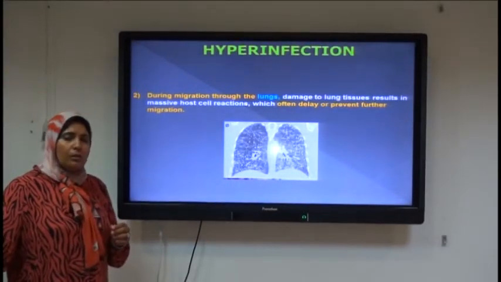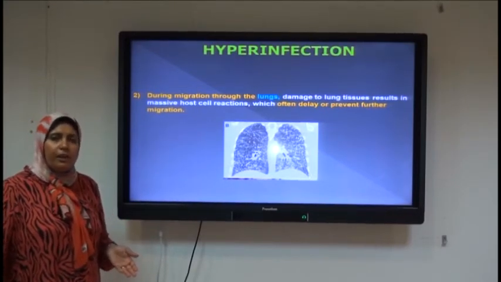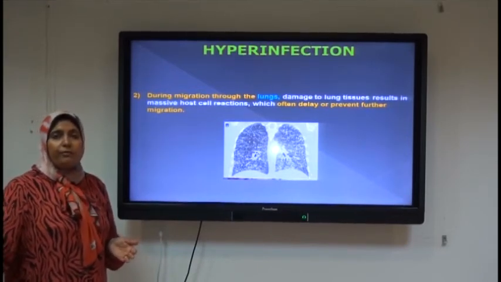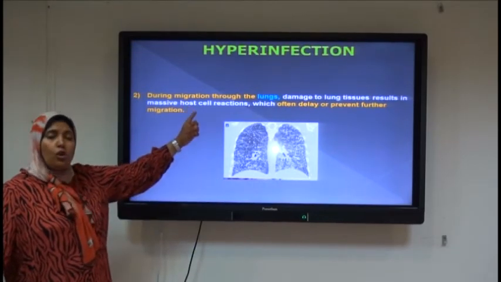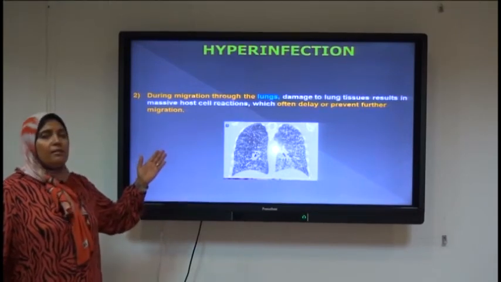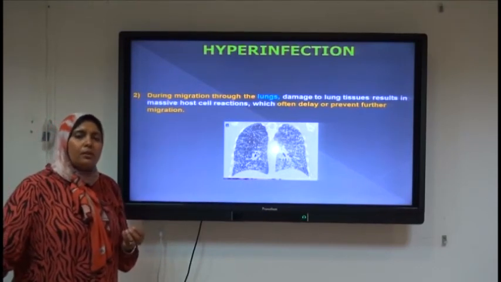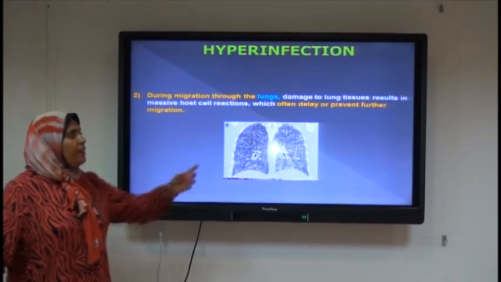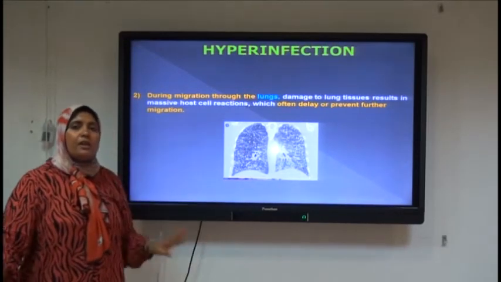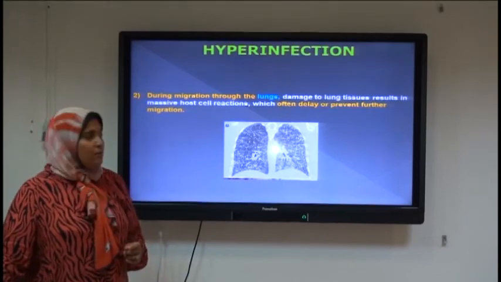During this migration, the larvae will go to the lung. And this is normal. We agreed that migratory filariform larvae pass to the lung, but they pass just as a migratory phase. But in this case, in hyperinfection, once they go there in massive amounts, they will induce severe host inflammation and not a mild host inflammation. This augmented host inflammation can cause a delay of the passage of the filariform larvae. They can retain the larvae inside the pulmonary tissues and prevent any further migrations there.